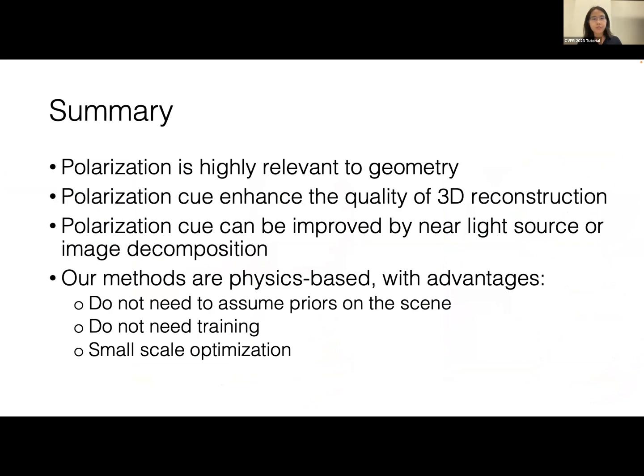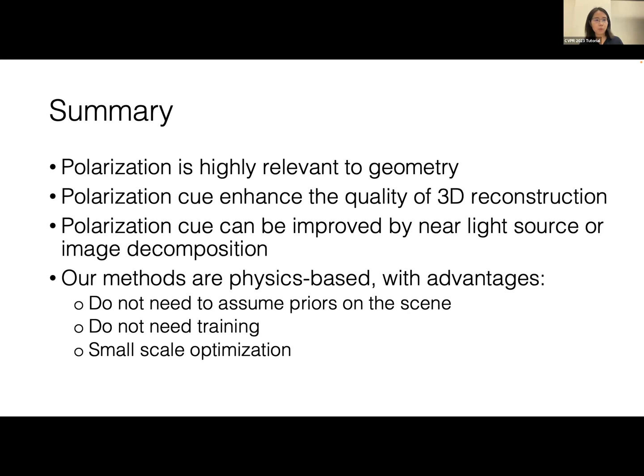Okay, so in summary, the main message I want to share with you is that polarization is highly relevant to geometry. It's very useful for shape estimation. By integrating polarization cues, you can combine them with other classical methods and have much better quality of 3D reconstruction. And if your polarization cue is corrupted by either the environment light or the polarization state of your light source, you can improve it by either using an unpolarized near light source or by using the image composition that I showed you in the second part.